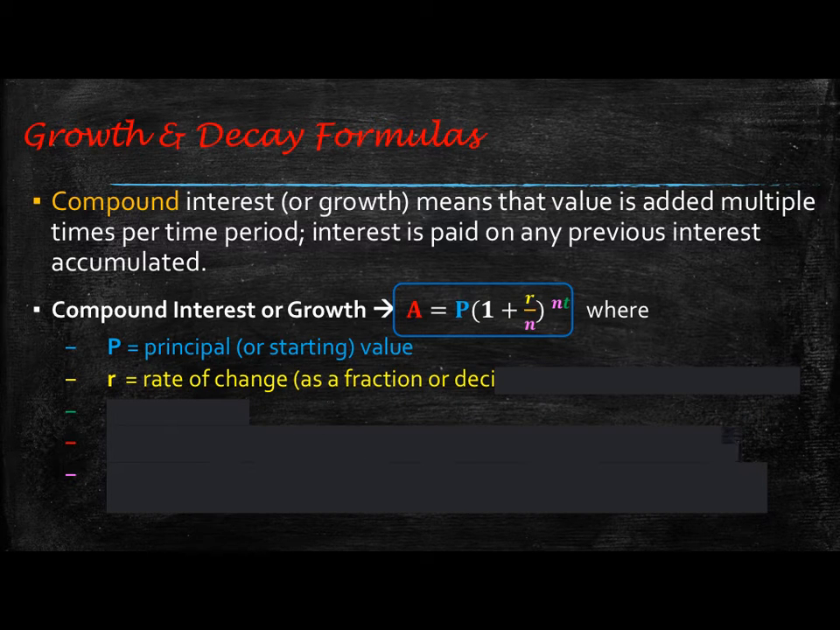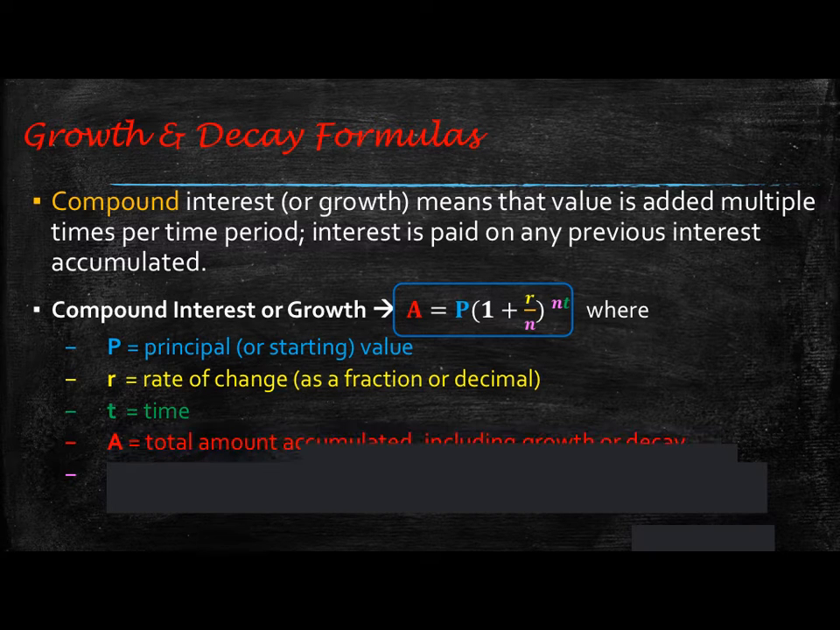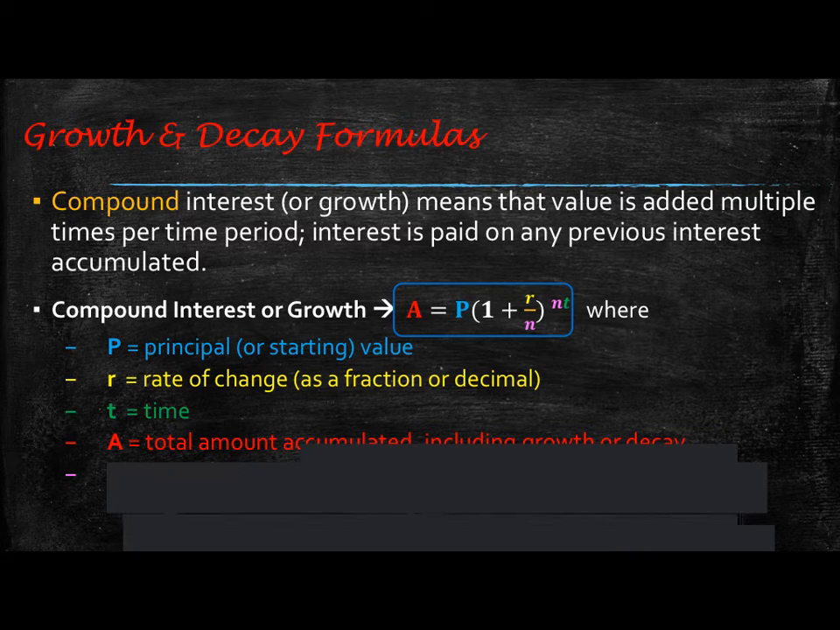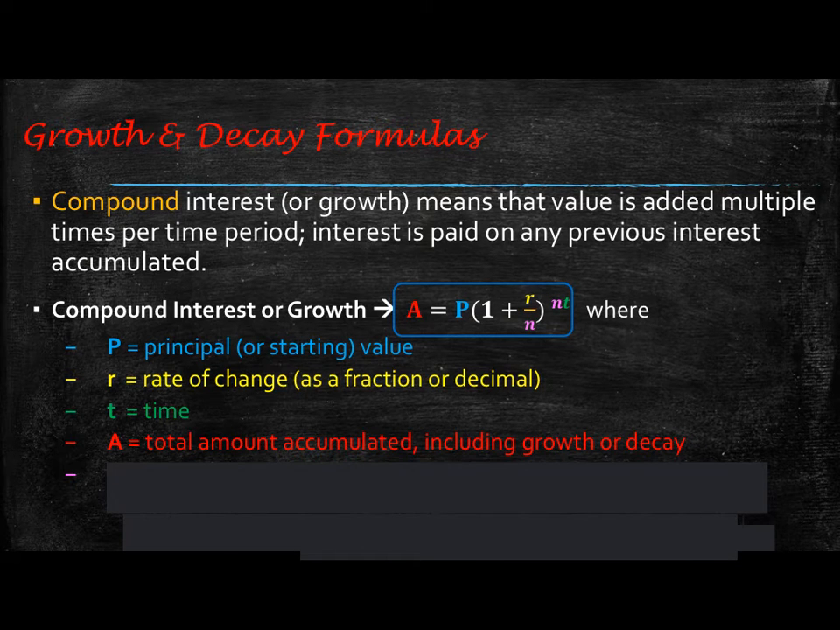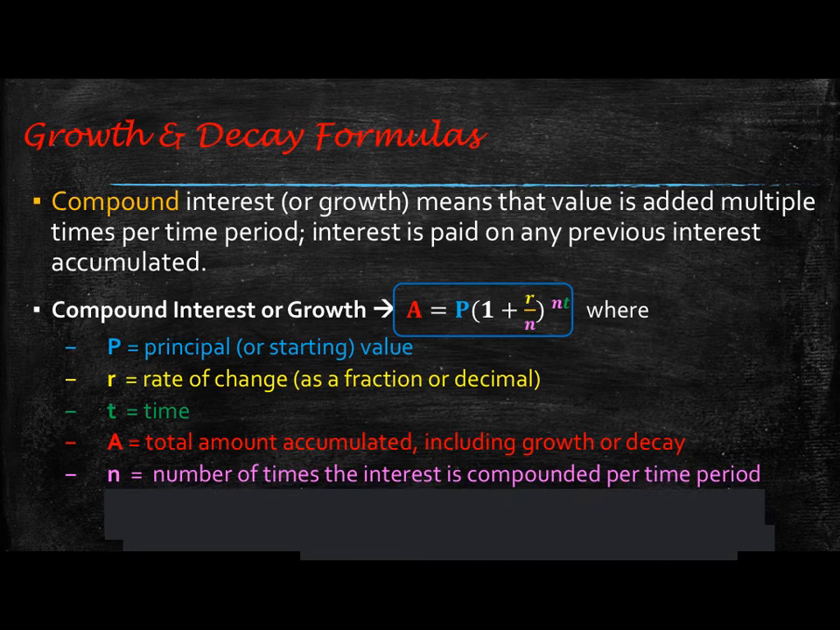R is the interest rate, so that's also going to be the percent, but you're going to change that percent to a fraction or decimal. T stands for the same thing as it did for simple interest. T is your time. And then A is the same thing as simple interest, where A is the after amount, which is after the interest has been added. Okay, but now we have this N.